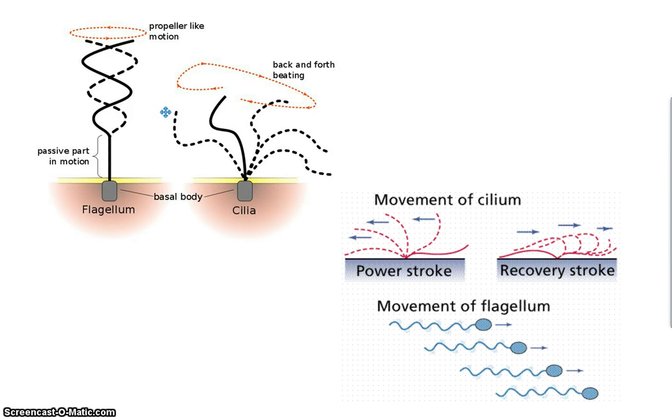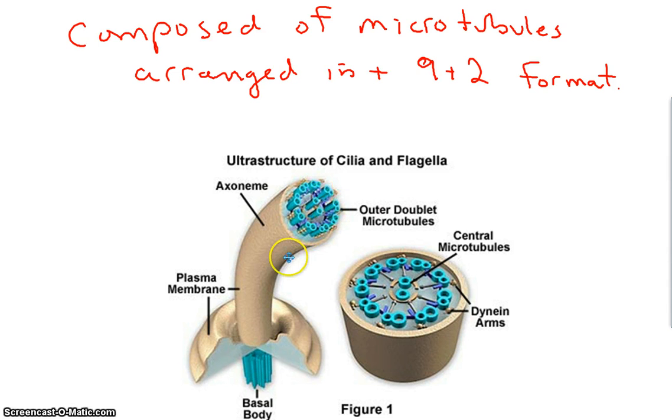Now, both the cilia and the flagella have a similar structure, and here's what ties them together with the cytoskeleton. Both the cilia and the flagella are composed of microtubules arranged in what they call a 9+2 format. If we look at the cross section, we can see that there are 1, 2, 3, 4, 5, 6, 7, 8, 9 doublets of microtubules around the outside, and then there are 2 in the middle. So when they talk about this 9+2 format, this is what they mean, and this is the ultrastructure of the cilia and flagella that help propel cells.